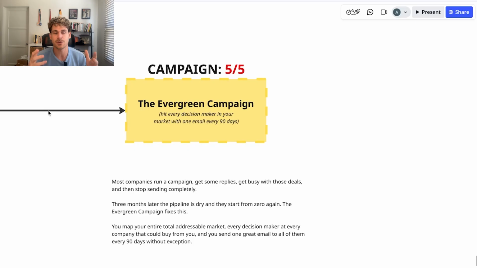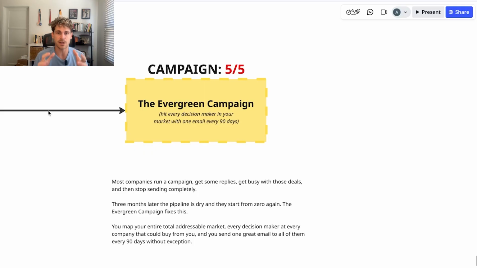This is the evergreen campaign. This is where you start to get volume. This is where you build a real system to actually get in front of your market every single 90 days. The other 4 campaigns are great. They are niche, they are relevant, they will help you craft a relevant message depending on new hiring activity, people moving jobs, case studies you've recently got, or old leads that you worked with.